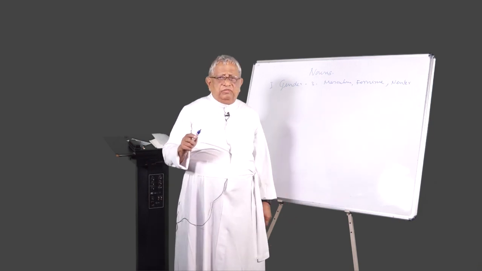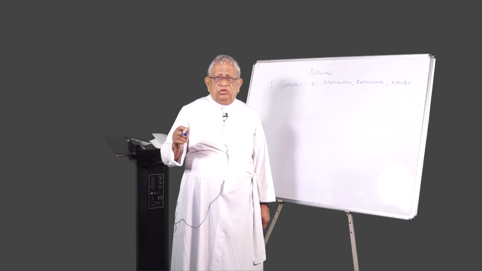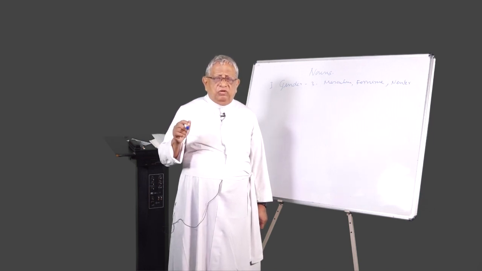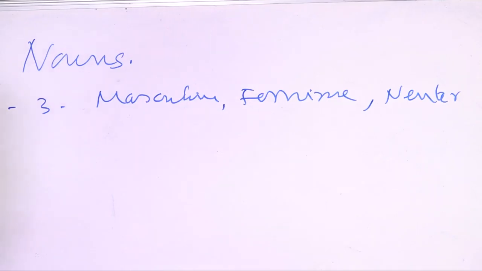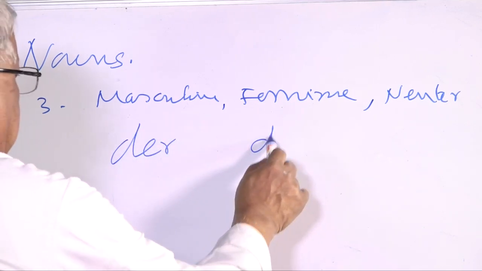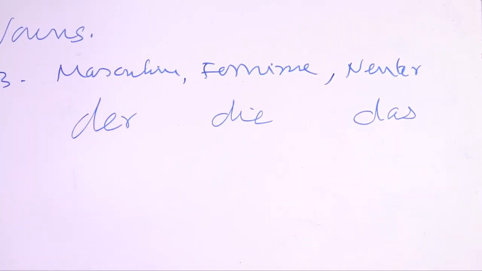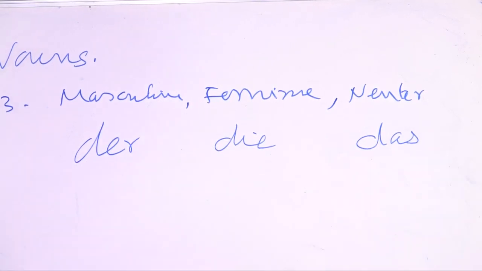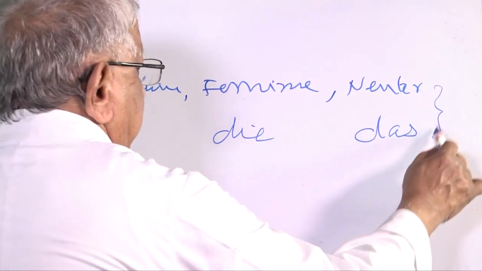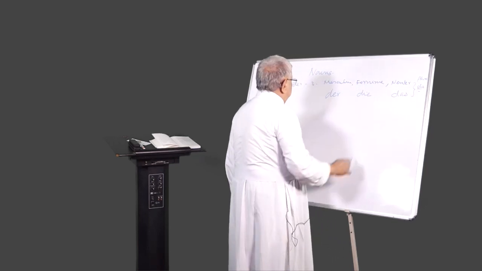Each word belongs to one of these categories: masculine, feminine, or neuter. And these three genders have three definite articles. So, as I said yesterday, always learn the nouns of the German language with the definite articles. You have to learn like this. The definite articles are der, die, das. So masculine, der; feminine, die; neuter, das. And the plural is always die. That is the same as feminine, but it is also plural.